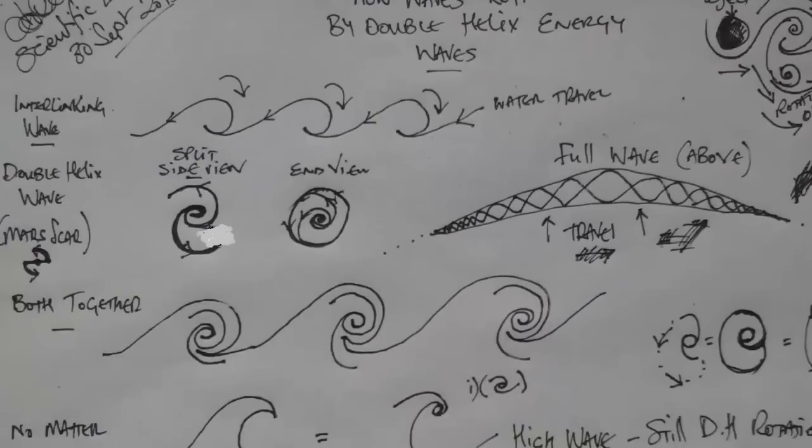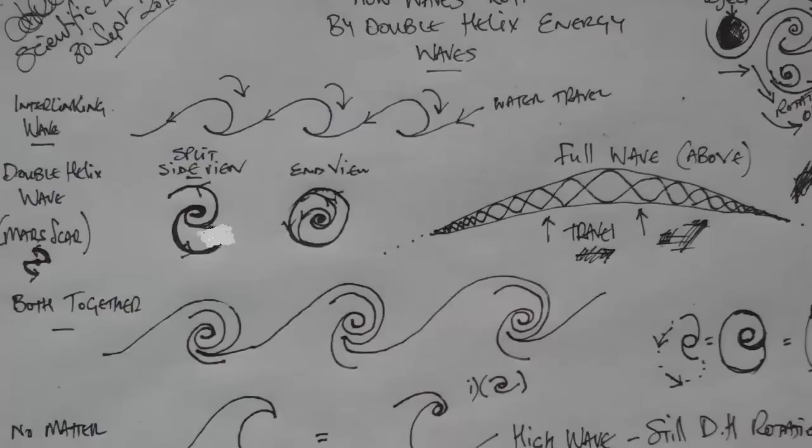Okay, so at the top left there we have an interlinking wave. That is a wave fold over. The water, as the wave is rolling, goes from right to left, but the actual motion of the wave roll is rolling forward. So it's rolling through, but the water goes backwards. Action and reaction. Underneath that we have the double helix wave.